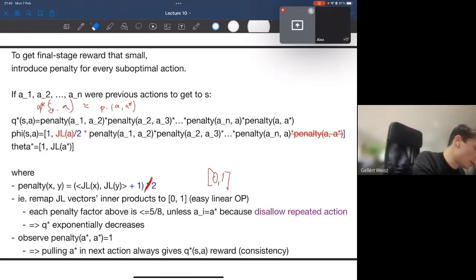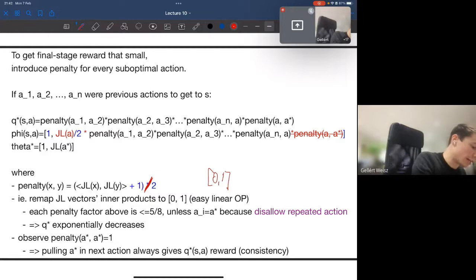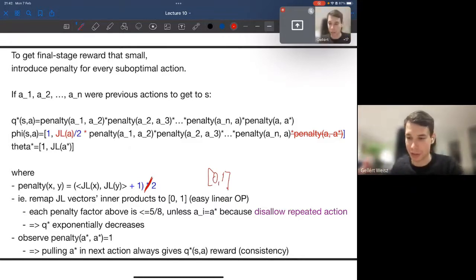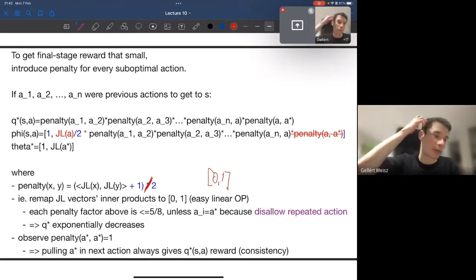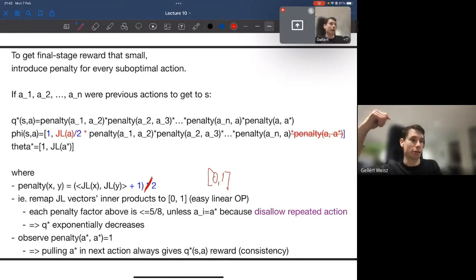So the penalty goes between 0 and 1, and the important thing is that if you take the penalty between two things that are the same, then it's going to be 1. There's not going to be any penalty, right? Sticking with the previous example, if you're in S0 and you take action A star, then your Q star is going to be the penalty between A star and A star, which is 1. So your Q star is 1. And I already said that whenever you take an action A star, you will get the Q star as a reward, and you will transition to the exit lane.